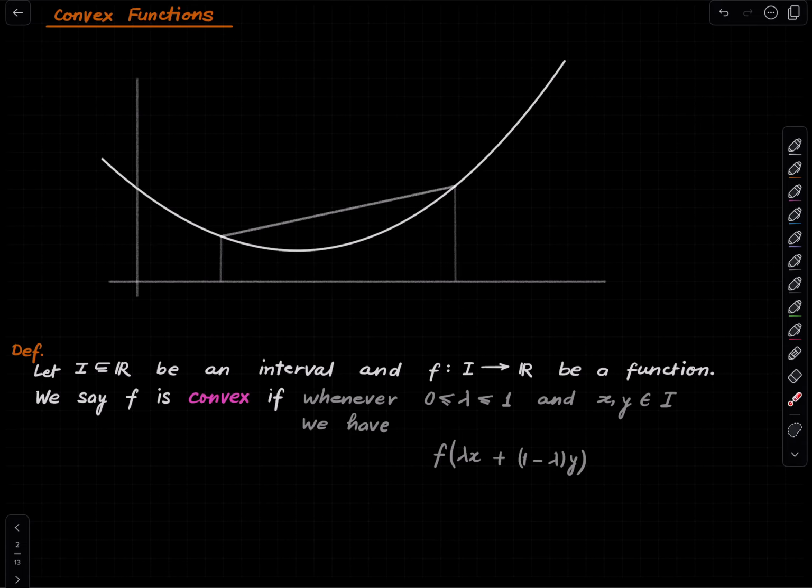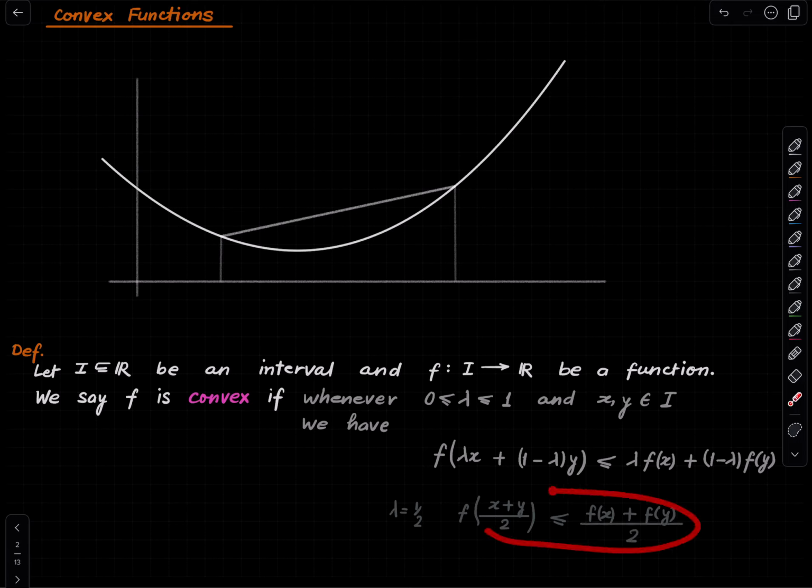at this point is at most this number. Something has been written, but let's try to understand how this captures what we just said in terms of this picture. So suppose you take lambda as half. Then what does this become? This is just saying that the value of the function at the midpoint is at most the midpoint of the values, so to say.